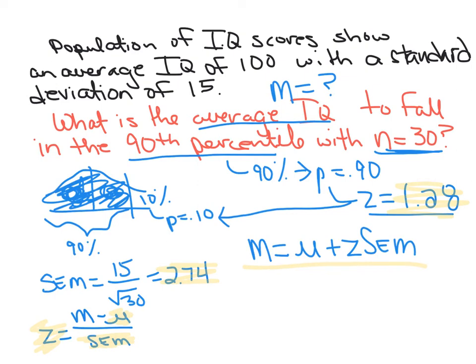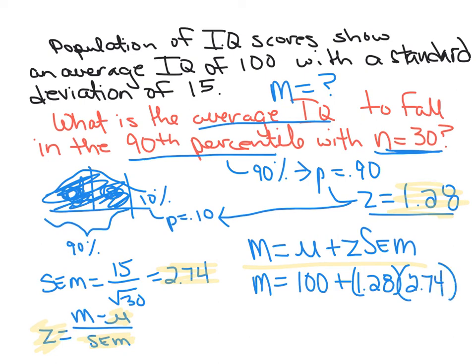So to solve this, you're going to solve for the sample mean with the population mean plus the z of 1.28, and I'm going to put parentheses around it so it's not so confusing, times the standard error of the mean, which we calculated as 2.74. So the mean at the 100th percentile would be, I'm going to plug this in, 100 plus 1.28 times 2.74 equals 103.